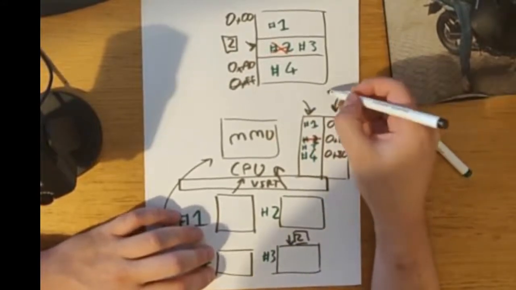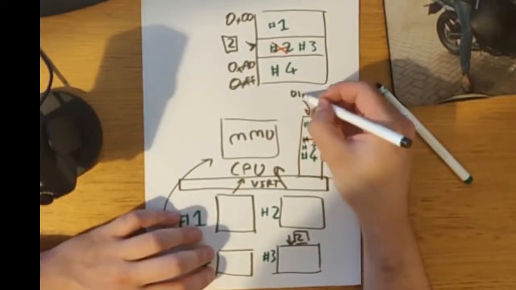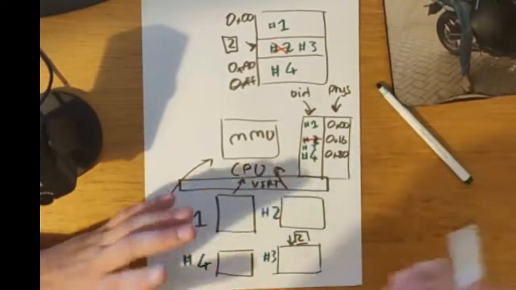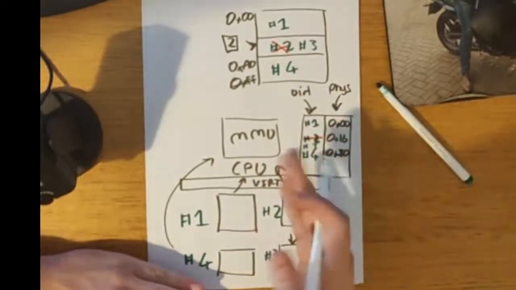Yeah, so remember, this is your physical memory, and this is your idea of virtual memory and what process has been loaded. So you have this table that the CPU uses to do the translation.